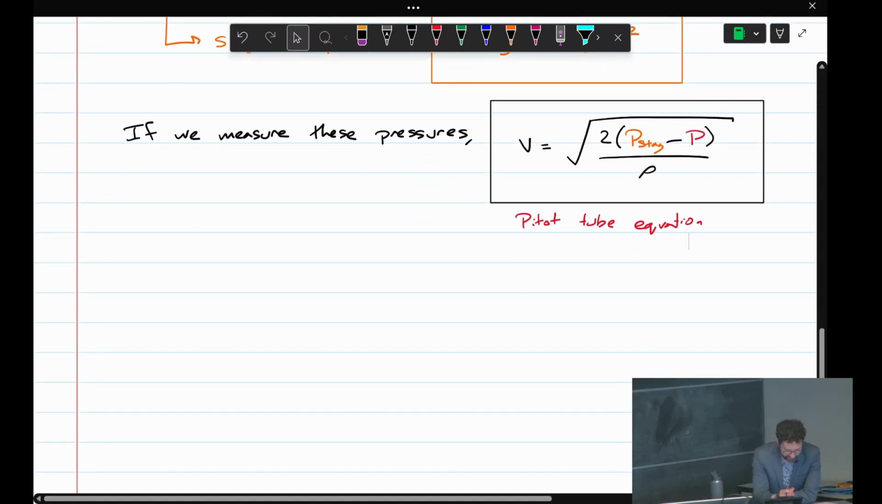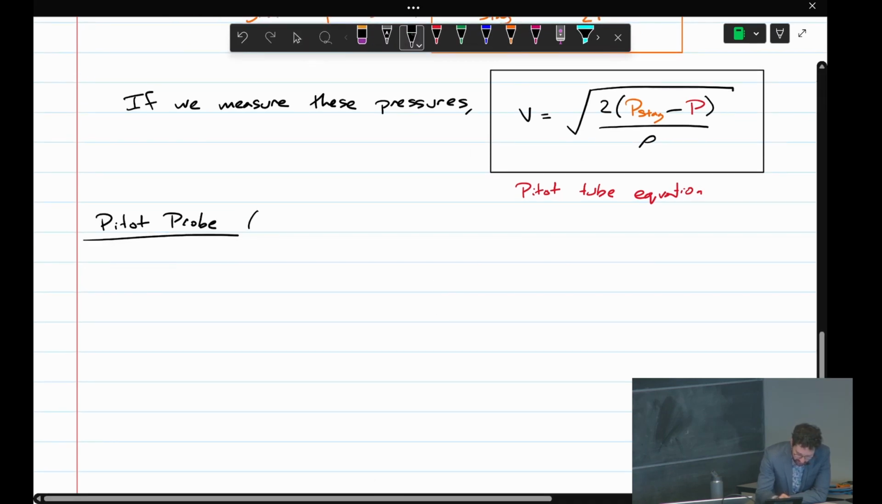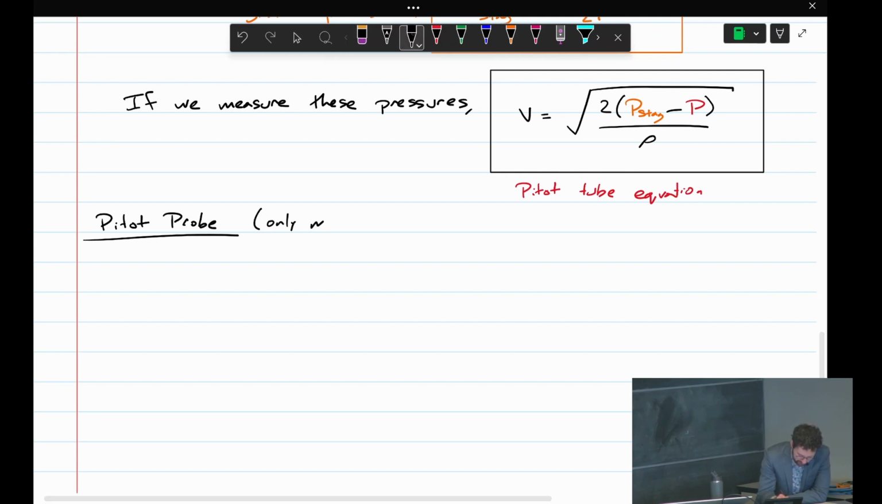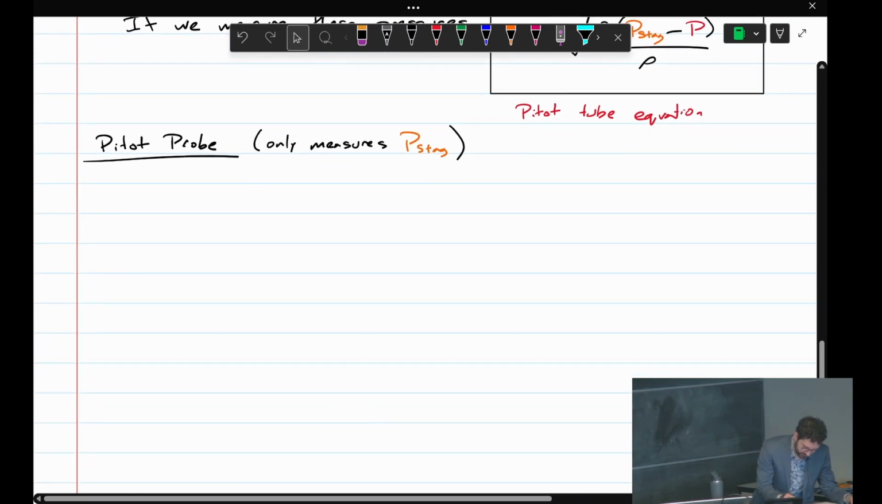There's a bunch of different ways that this is done in reality. I'll give you two common ways here. The first way is called a pitot probe. The pitot probe, well, the probe itself, only measures P stag. So this is what this device looks like.